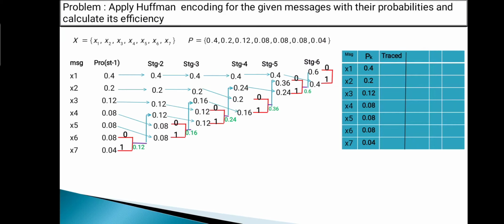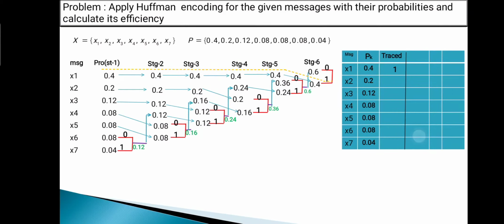Let us see how to trace the value for message X1. So the message X1 follows this path. So I have just indicated with a dotted line. So along the path, no values are assigned in the procedure, right? Then it is taking the next path. Then it is coming to the last stage. So only in the last stage we have assigned only 1. So the traced value for message X1 is 1.